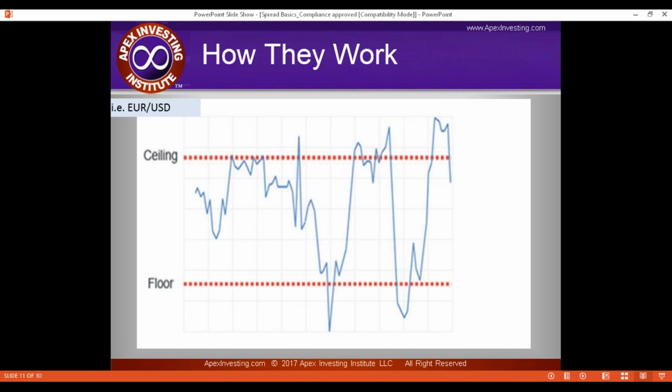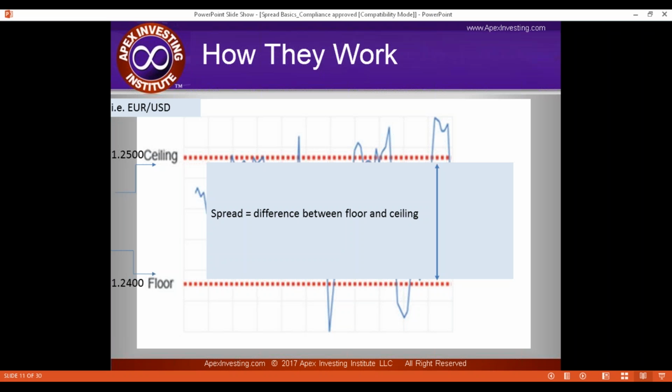They're very simple to trade once you understand them. So let's say this was an example of a euro-dollar chart. We've got the floor at 1.2400, and the ceiling at 1.2500, just as an example. The spread is the difference between the floor and the ceiling. This particular spread happens to be 100 pips. There are spreads out there that are 200 pips, 250 pips, 500 pips. Different spreads have different floors and ceilings.